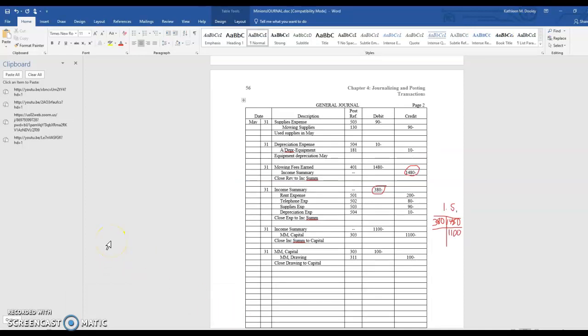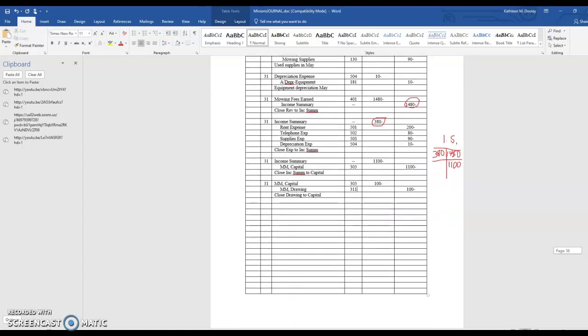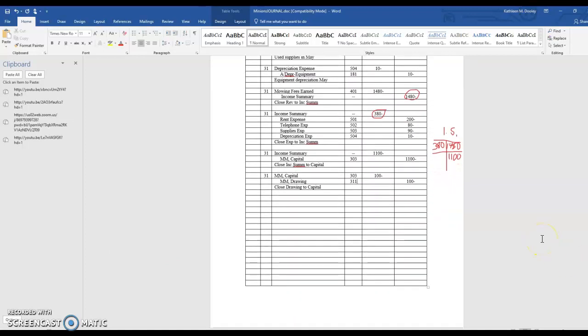Okay, now we've posted everything. We need to do a post-closing trial balance, and as we're doing that, you're going to want to make sure that all the assets and liabilities are the same as they were on the balance sheet. The capital should now equal the ending capital that's on the balance sheet, and everything else should be 0. So I'm going to go ahead and put that right here.